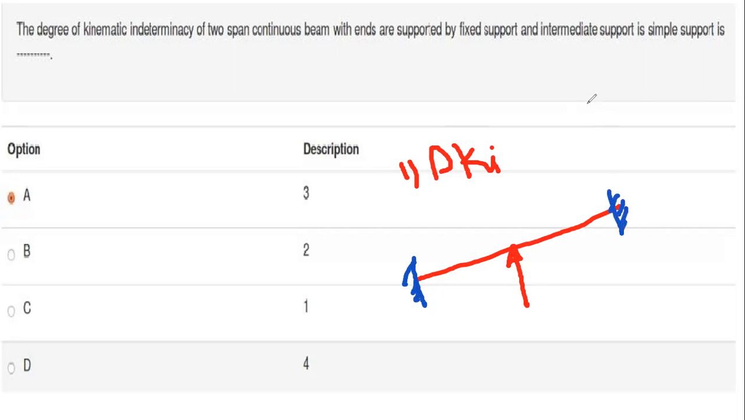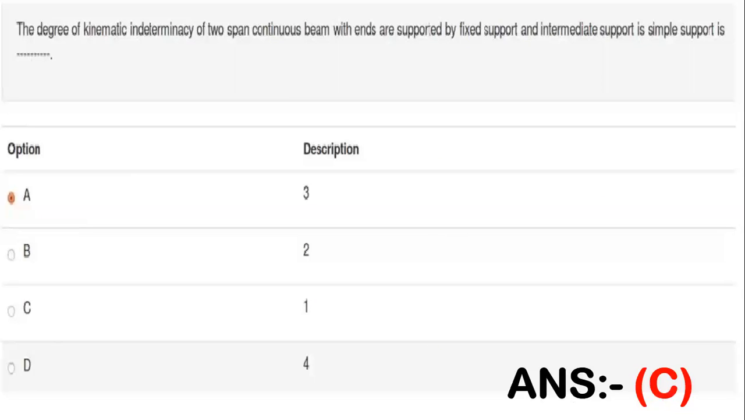For this beam we have to find out the DKI, and DKI is nothing but the total joint displacement, as we know. Now there are three joints, joint 1, 2, 3. For each and every joint we will discuss the joint displacement, take the sum, and you will get the degree of freedom, or the degree of kinematic indeterminacy. Now we know that at a fixed support the degree of freedom is 0, and in case of the intermediate support the degree of freedom possible is 1, that is rotation theta. So here only one degree of freedom is possible, the rotation at the intermediate simple support. So the answer is option C.